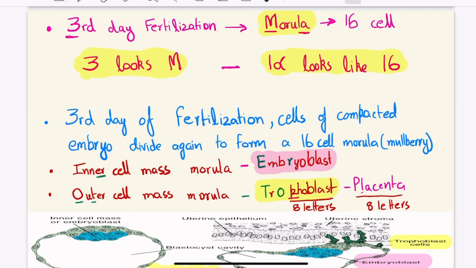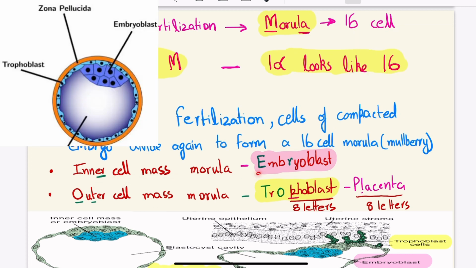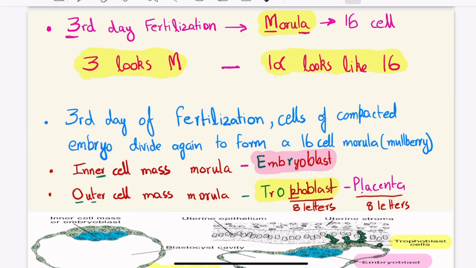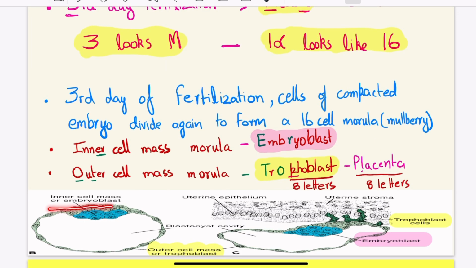or mulberry shaped. The inner cell mass of the morula forms the embryoblast, the outer cell mass of the morula forms the trophoblast, which forms the placenta. So if you see the end letters of the word inner, we have ER, so it forms ER, embryoblast. Whereas the outer, we have T and O, it forms trophoblast, which forms placenta. Trophoblast has 8 letters and placenta has 8 letters, and this has P in it, whereas there is no P in embryoblast. So trophoblast with P forms placenta.